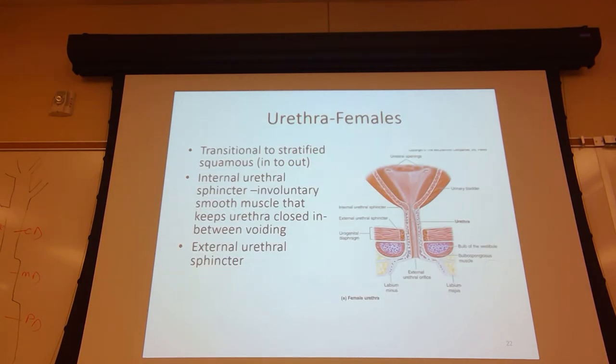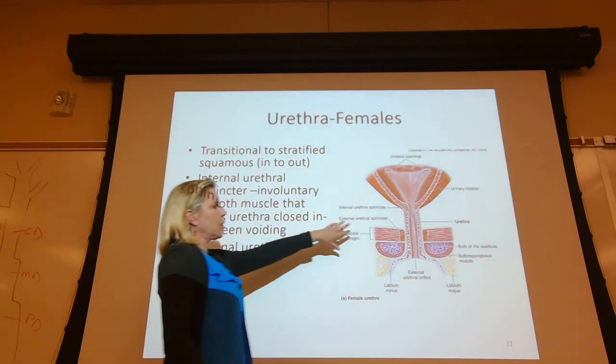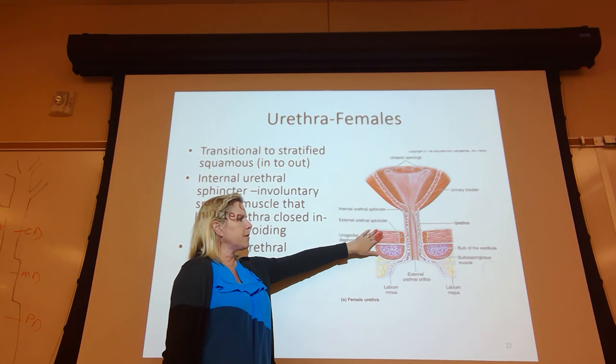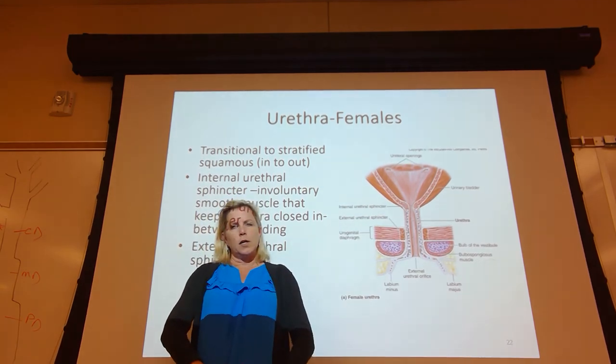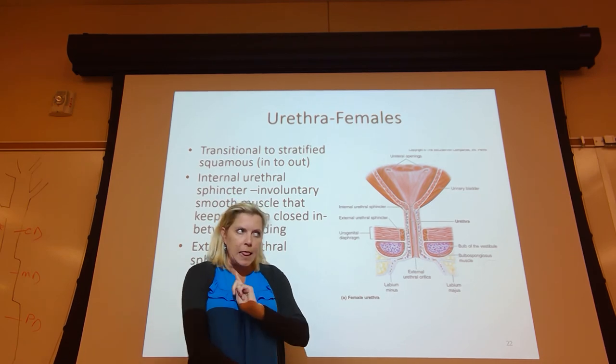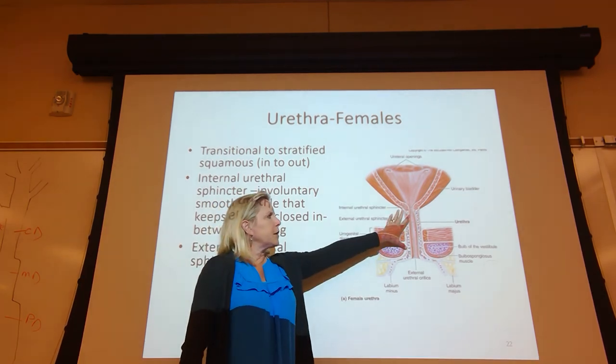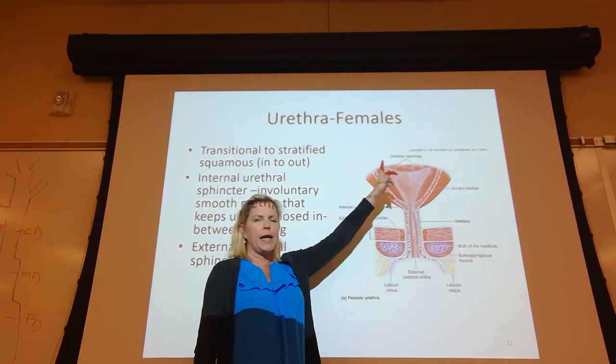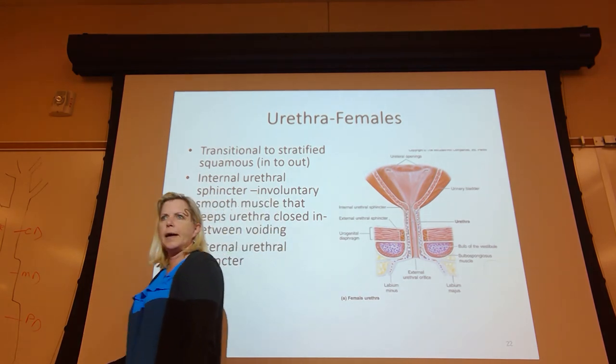Now, the urethra in females, very short, goes through your urogenital diaphragm. Again, clitoris, urethra, vagina, anus, in that order. Very short, easy to insert a catheter with them, easy to pull it back out.